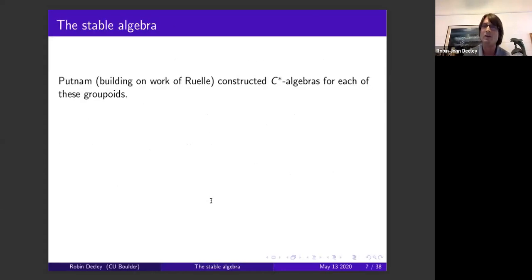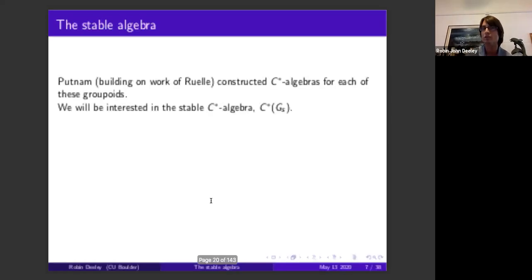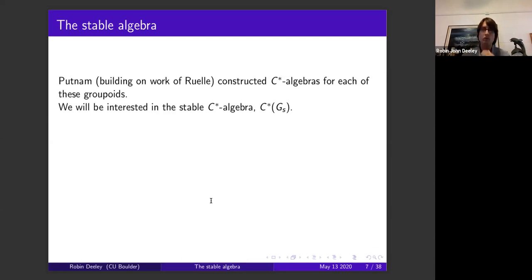All right, so Ian Putnam, building on some work of Ruelle for the homoclinic relation, constructed C-star algebras from these groupoids. And as I said, we're most interested in the stable C-star algebra. So as soon as you make a C-star algebra, if you're me again, you want to check a bunch of those basic properties. When is it simple? When is it going to be stably finite, say, or purely infinite? These sort of basic fundamental C-star algebraic questions.